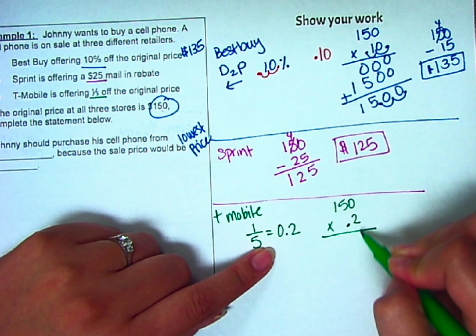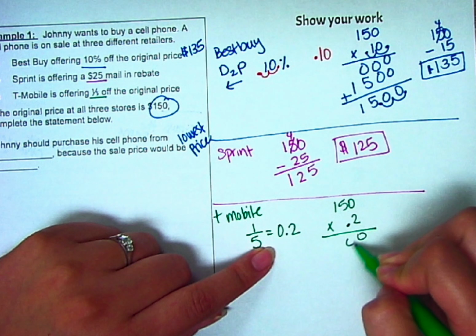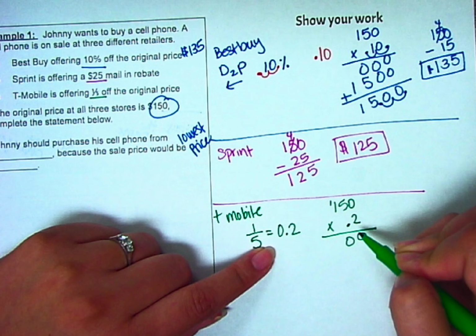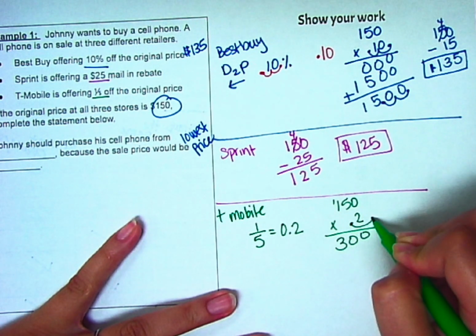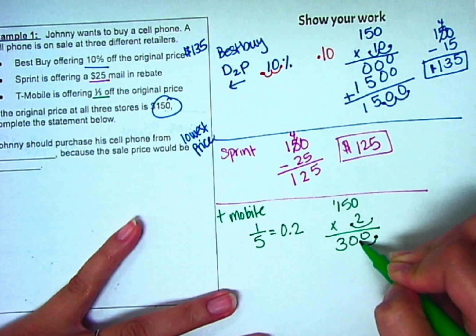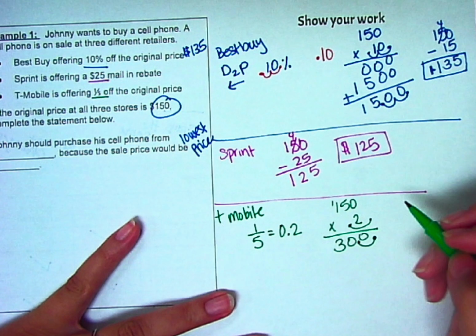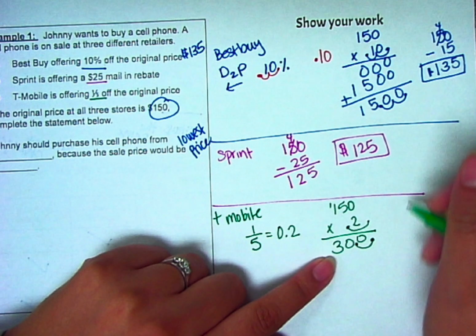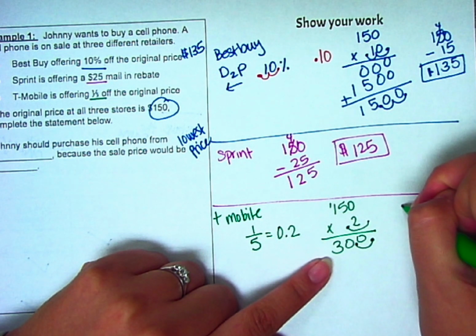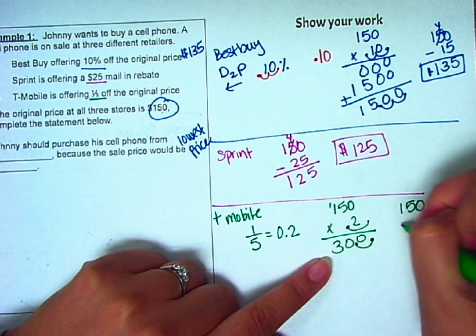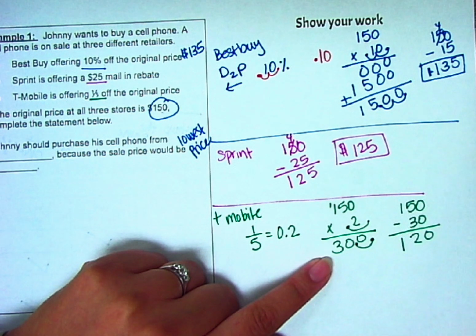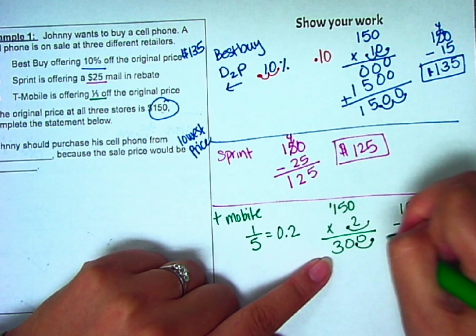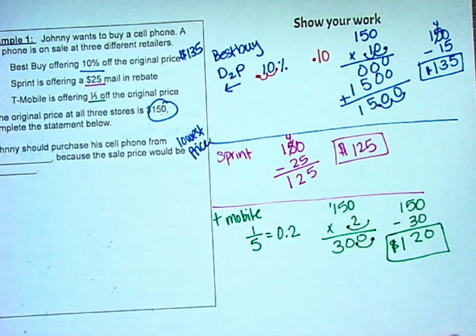2 times 0 is 0. 2 times 5 is 10. 2 times 1 is 2, plus 1 is 3. We have one number behind the decimal, so we're going to move it over 1. So our discount is $30 off. So now we have to subtract the original price minus that $30 off. 0, 2, and 1. Okay. So this price, T-Mobile, is $120.